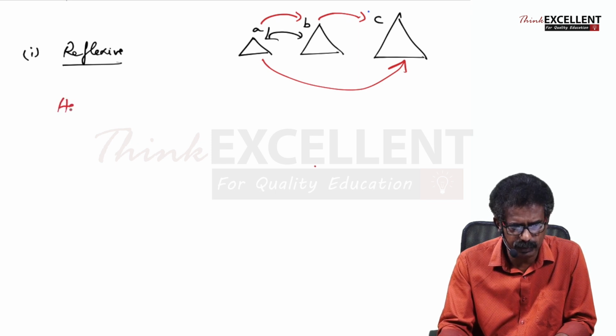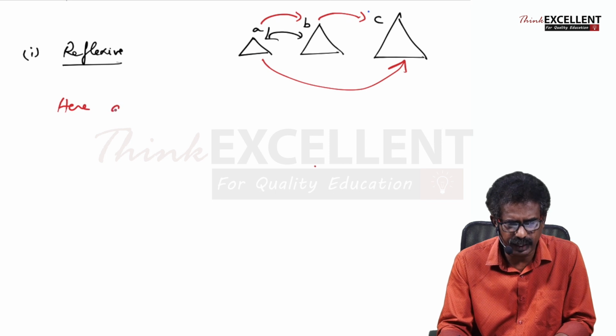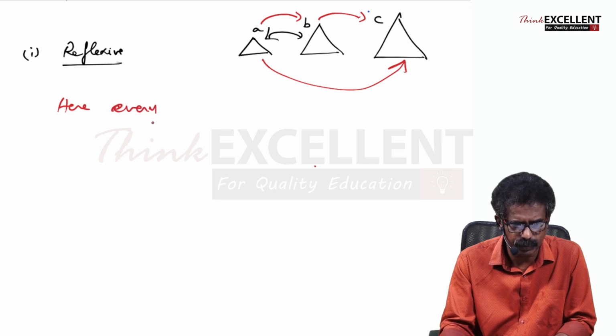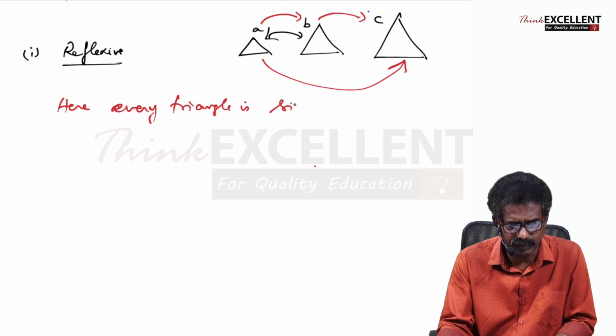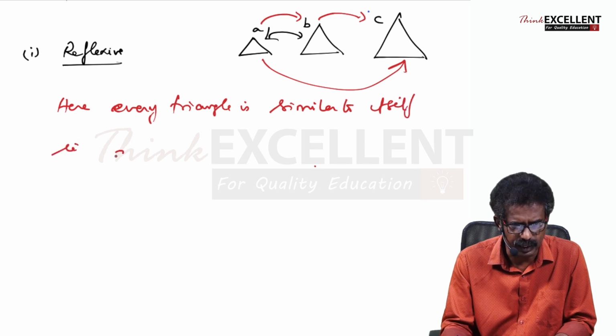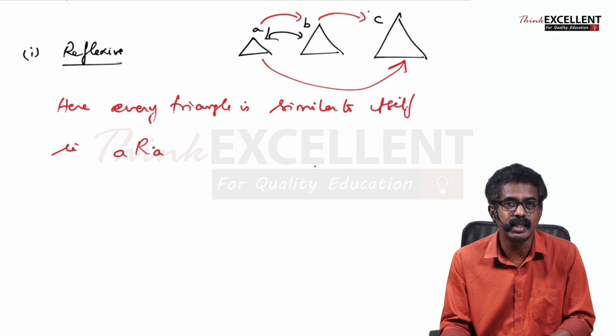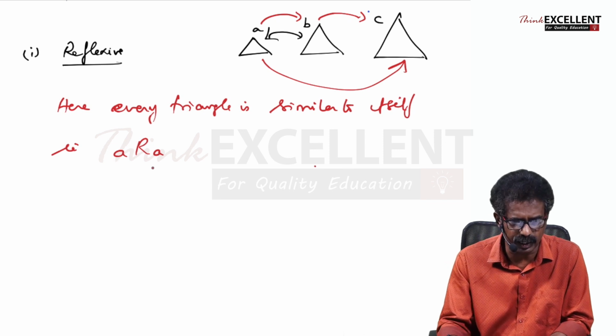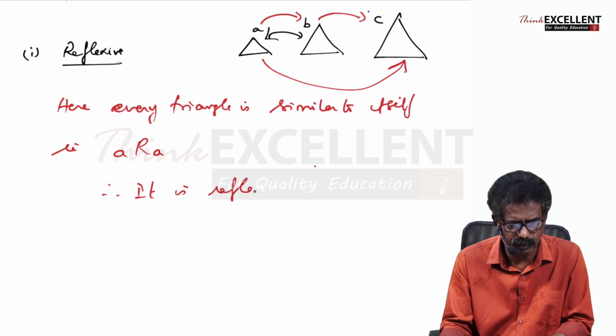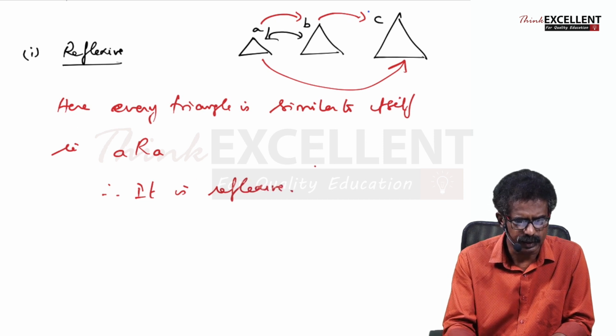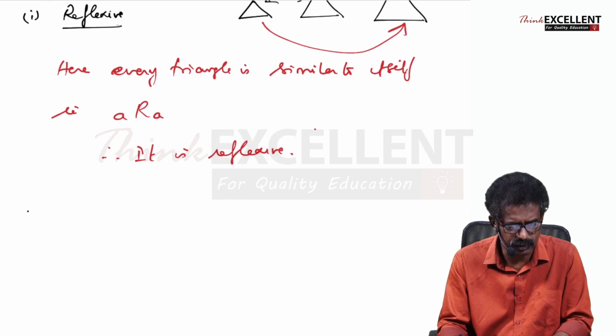So here every triangle is similar to itself. Therefore, A is related to A. So A is a triangle, A is similar to A. Therefore, it is reflexive. Then the second property is what? Symmetric, right? So next you write symmetric.